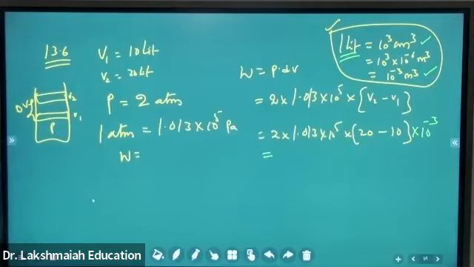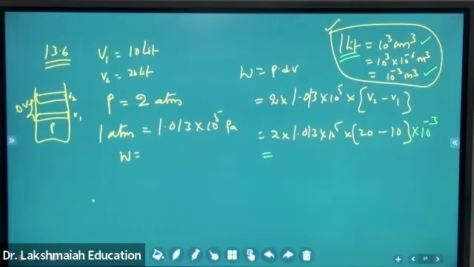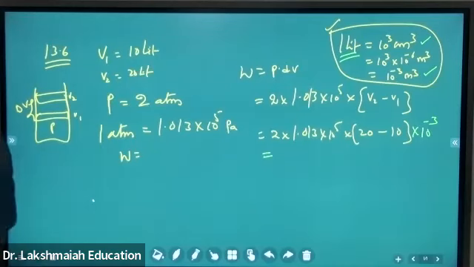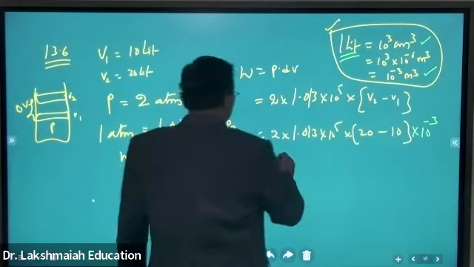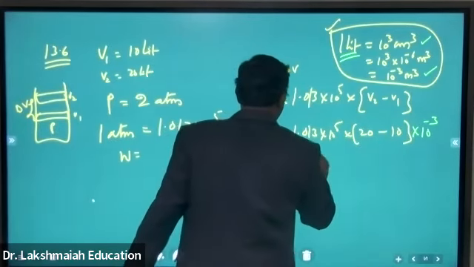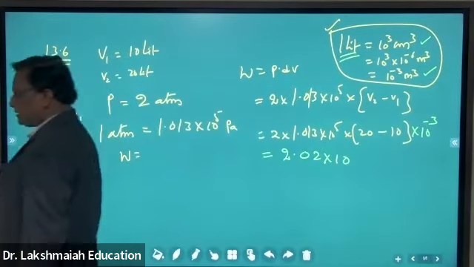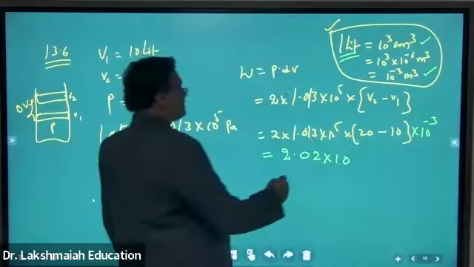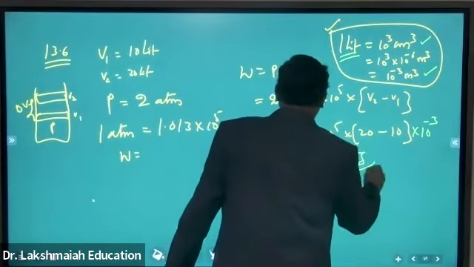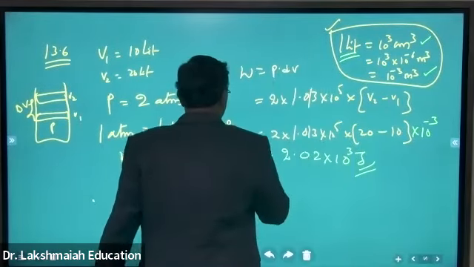What is the answer? Sir, 2.026 into 10 power 3 joules. Correct. 10 power 3 joules, right? This is the work done. Very good. Next problem.